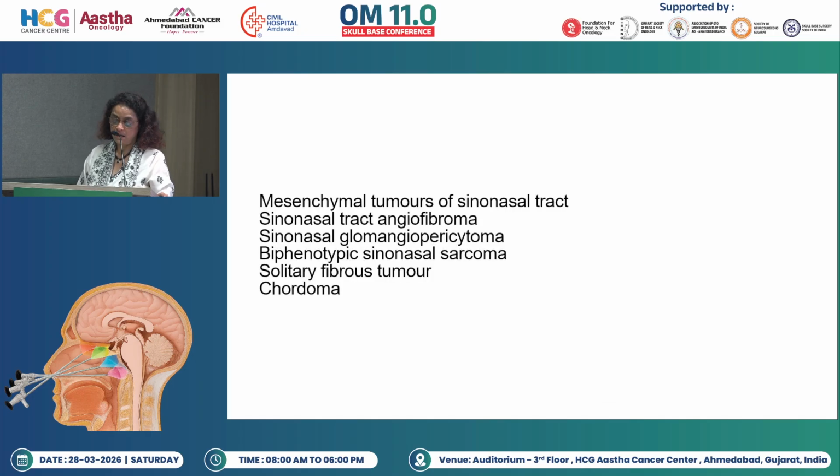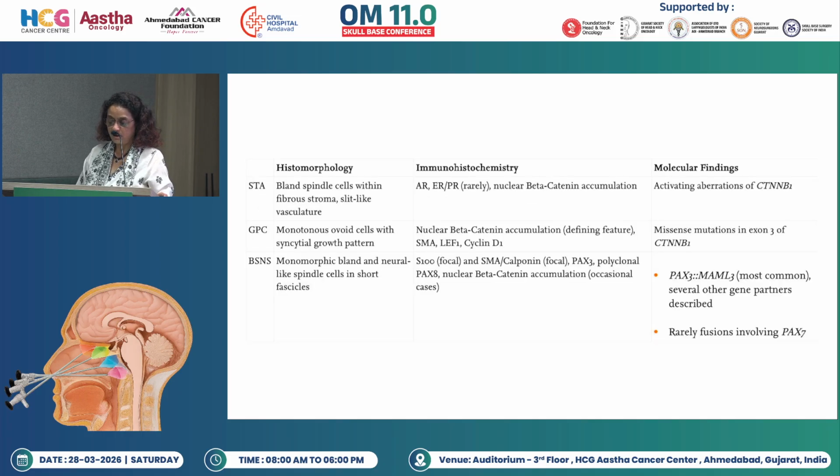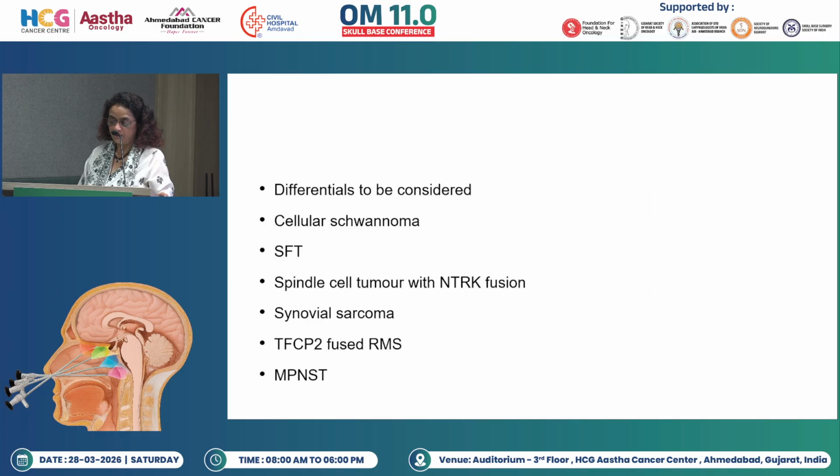Mesenchymal tumors: angiofibroma, glomangiopericytoma, and biphenotypic sinonasal sarcoma. All are associated with beta-catenin positivity. Biphenotypic has S100 and SMA positivity. Angiofibroma is positive for AR, and glomangiopericytoma just shows beta-catenin, but one has to consider these differentials also.